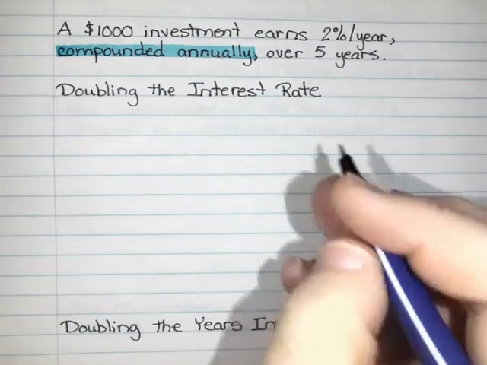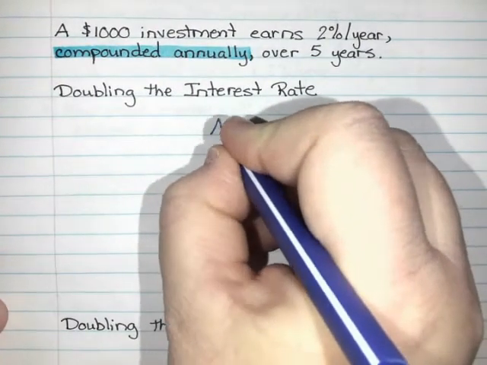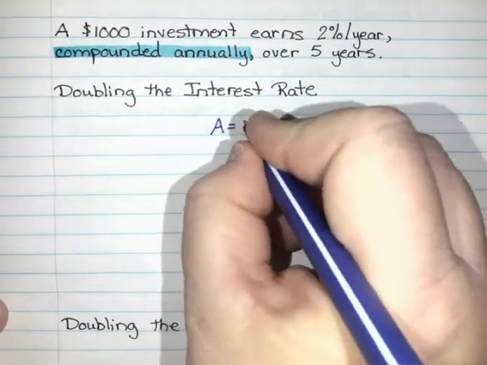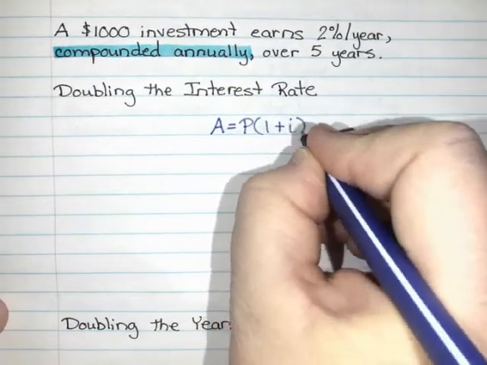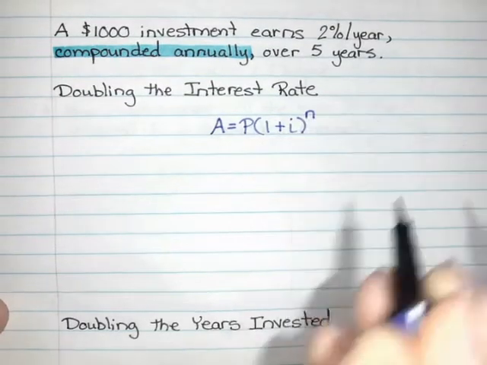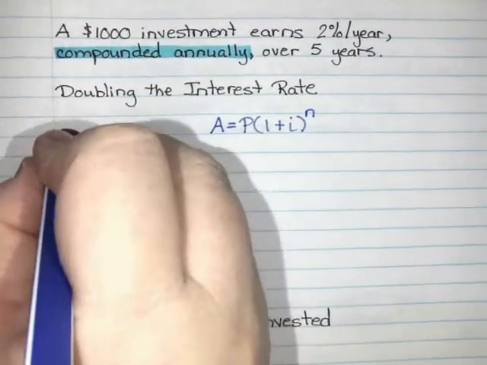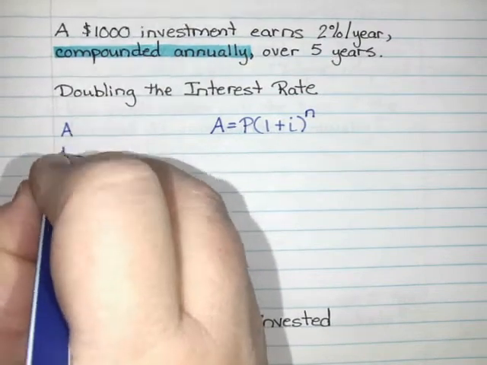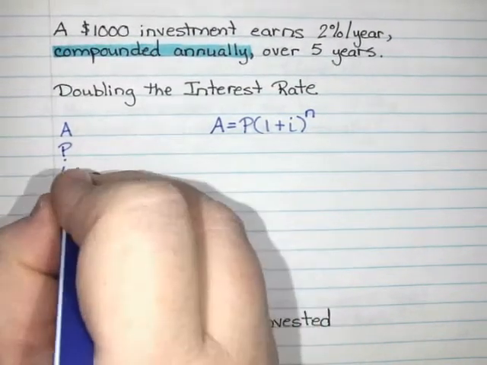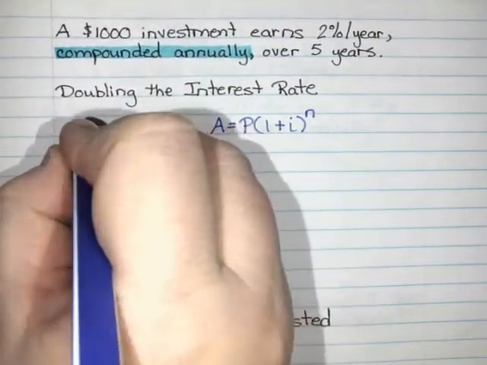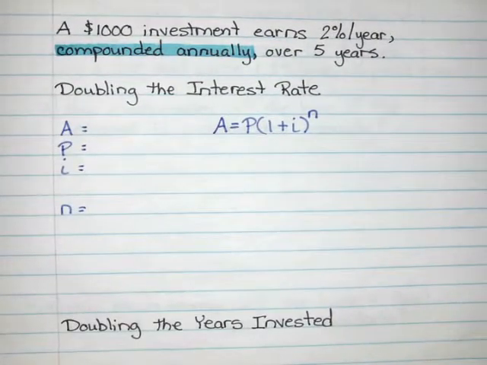So because this is compound interest, we are going to use the compound interest formula, which is A equals P times (1 plus I) to the power of N. I'm going to list all my variables down the side. I have A, P, I, and then N. I always leave a little extra space for I because it requires a little bit of work. So I'm going to read through the question, identify what numbers I have, and then figure out where they go.